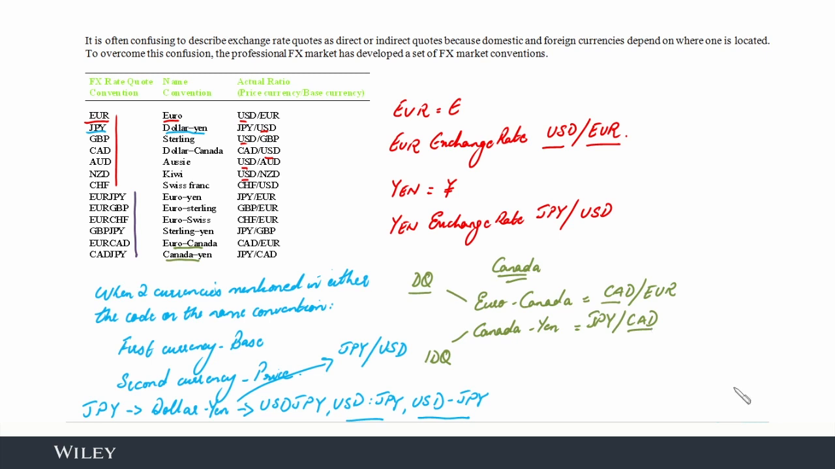Now just one more thing before I move on from here. In professional foreign exchange markets, an exchange rate is usually quoted as a two-sided price. A two-sided price means that dealers in the foreign exchange market quote a bid price and an ask price. So exchange rates are quoted in terms of the bid and the ask, where the bid refers to the price at which the dealer will buy the base currency, and the ask price is the price at which the dealer will sell the base currency.